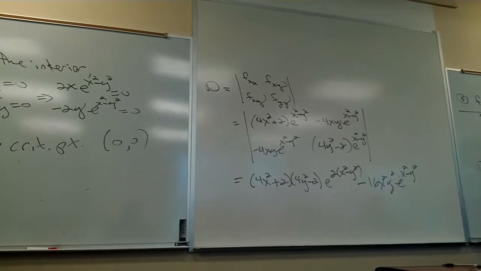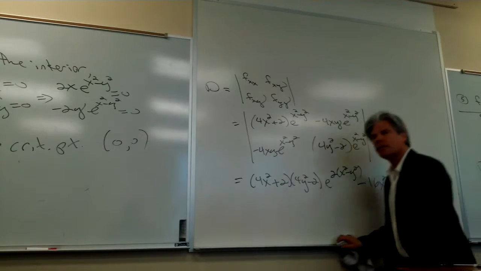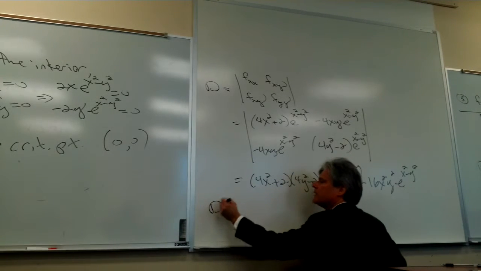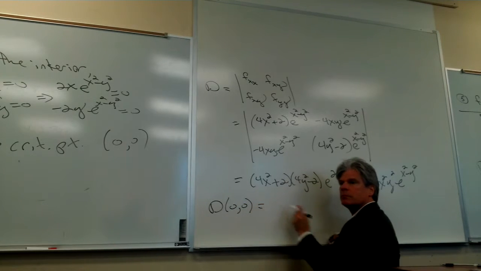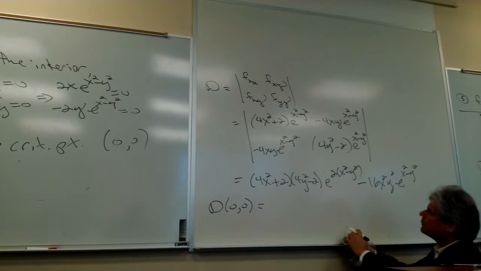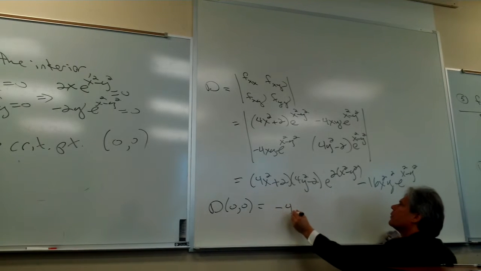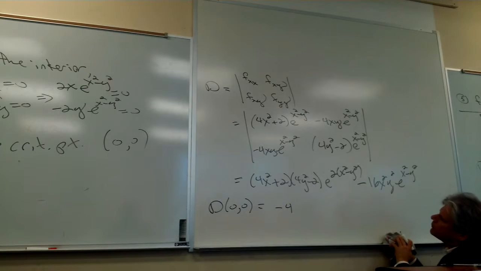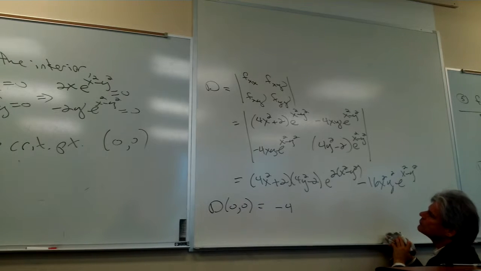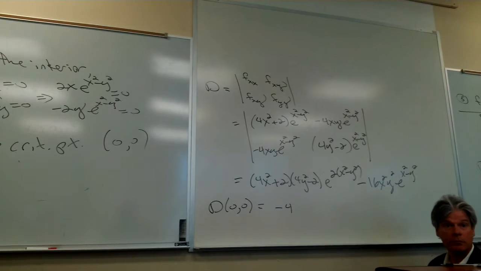And you guys, without cleaning up any further, I've only got one critical point. So without cleaning up, can I just cut to the chase and evaluate my D function at that critical point? I think it's going to give me, I'm not being honest, I have no idea what it gives me. Is that a negative 4? Minus 0, which is just negative 4.